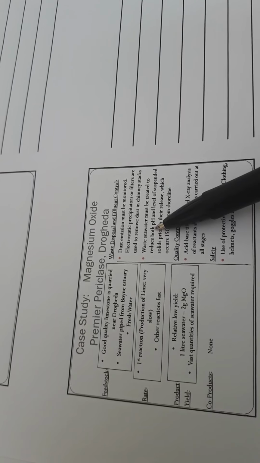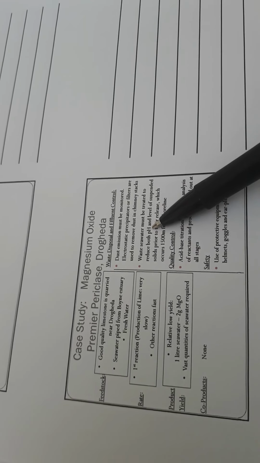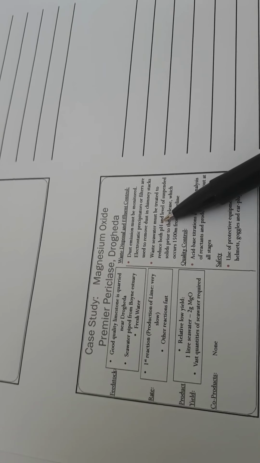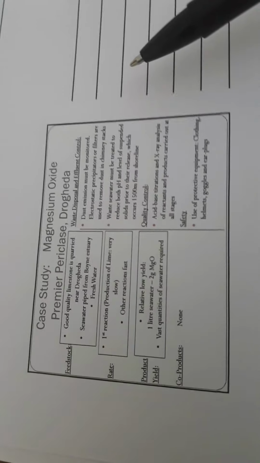The next point then is that obviously the waste seawater that we've used needs to be treated, and it needs to have its pH reduced, because obviously calcium hydroxide and calcium oxide are all basic substances. Okay, and you'd also have to monitor the amount of suspended solids. So there are two things that need to be considered when we're talking about waste disposal and effluent control.